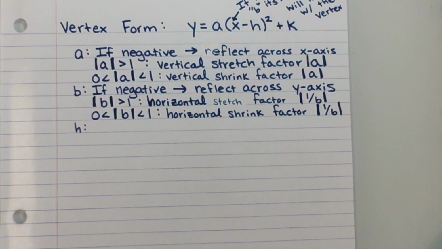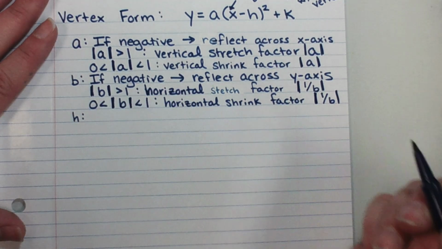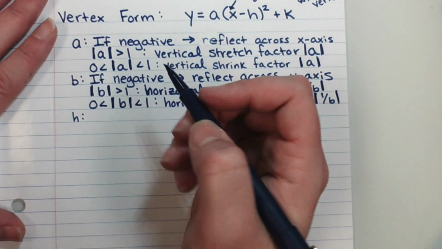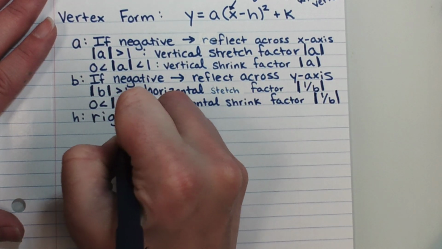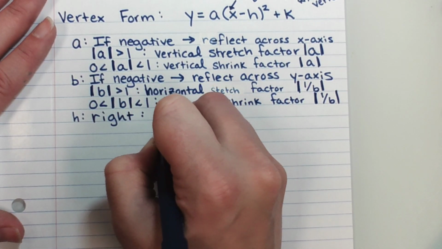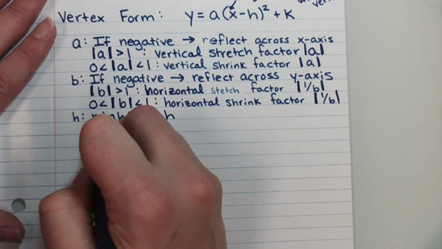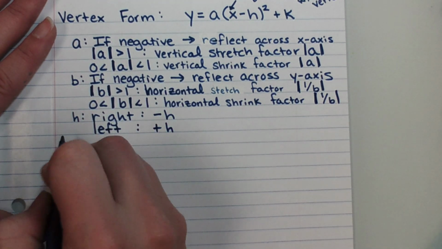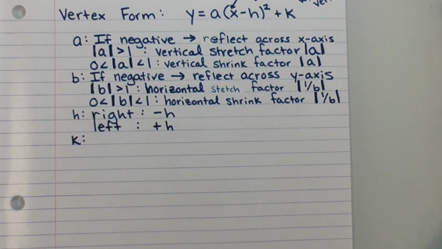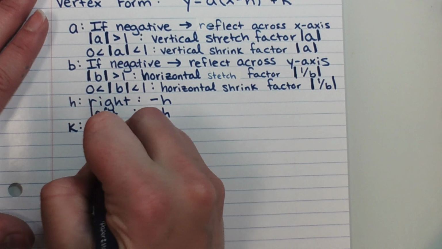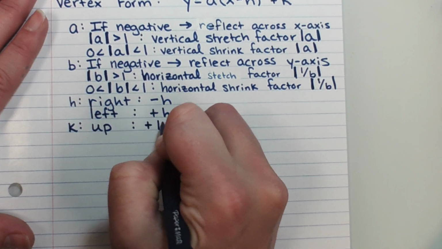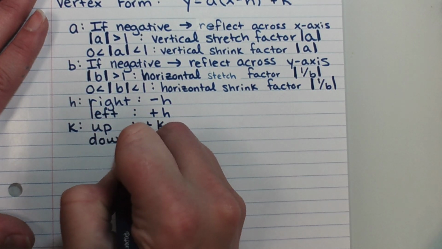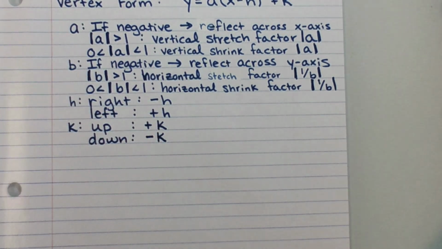And to the easier ones, h and k. H and k tend to be a little friendlier. H moves either left or right. You will move to the right if you are subtracting h. You will move to the left if you are adding an h. K is up and down. You will move up if you are adding a k, and you will move down if you are subtracting a k value.